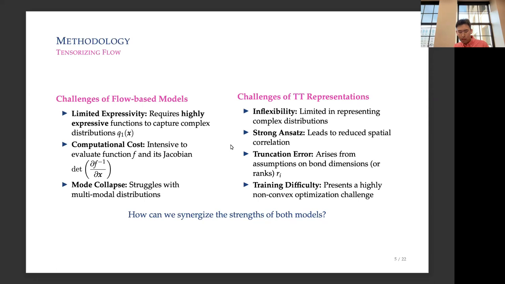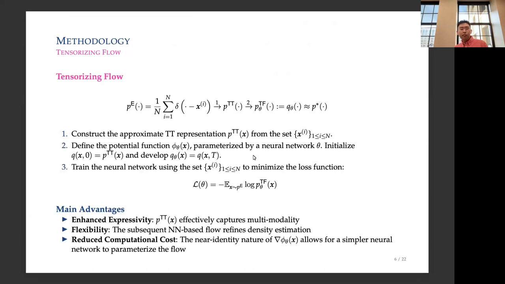So how can we synergize the strengths of both models? This is why we are proposing the tensorizing flow. So why is it called tensorizing flow? Let's come back to normalizing flow. Why is it called normalizing flow? It is because of the Q0. As you remember, the Q0 in the flow-based model is almost Gaussian, so we are pushing a more complicated distribution Q1 to the Gaussian. That is called the normalizing procedure. And in our tensorizing flow, instead of pushing Q1 to a Gaussian, we push Q1 to a tensor train representation. So we are basically tensorizing this distribution. That's why we call it the tensorizing flow.